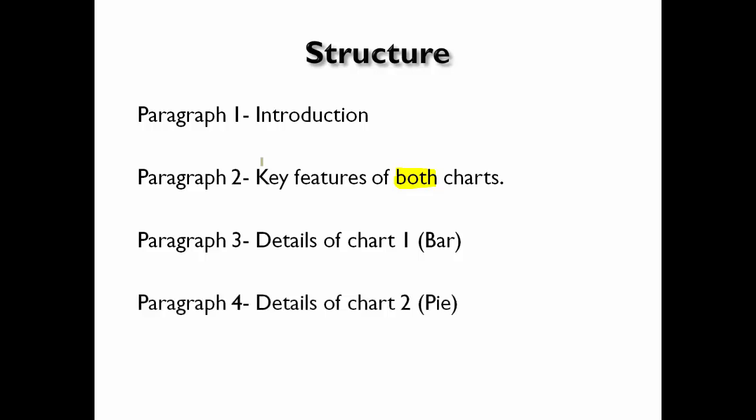This is the most logical way to organize them because there are two different things. So if you get two different graphs, always just put one graph in one details paragraph and the other graph in the other details paragraph. Very straightforward. It's the most obvious thing to do. It's the most logical thing to do.